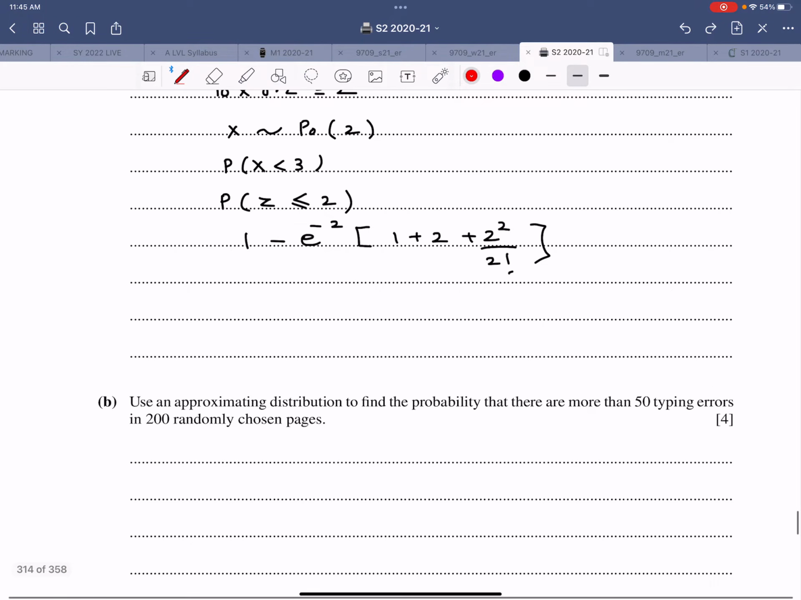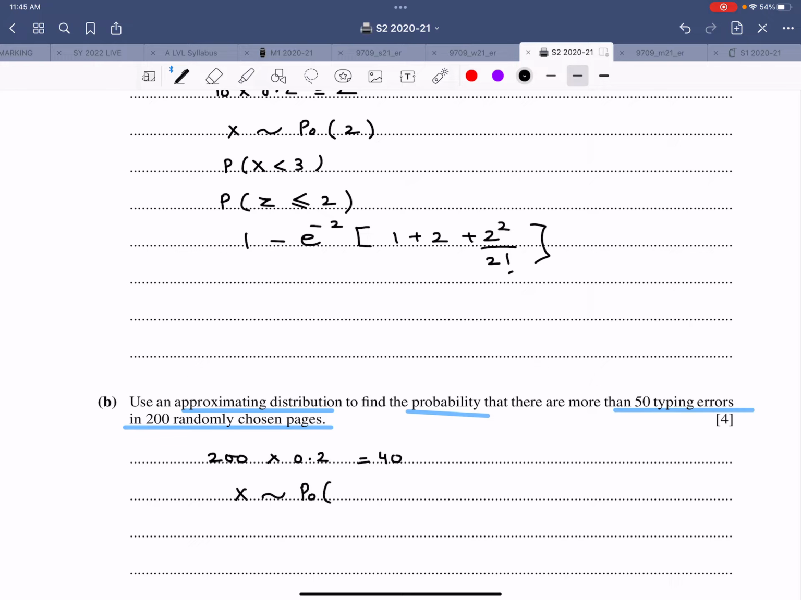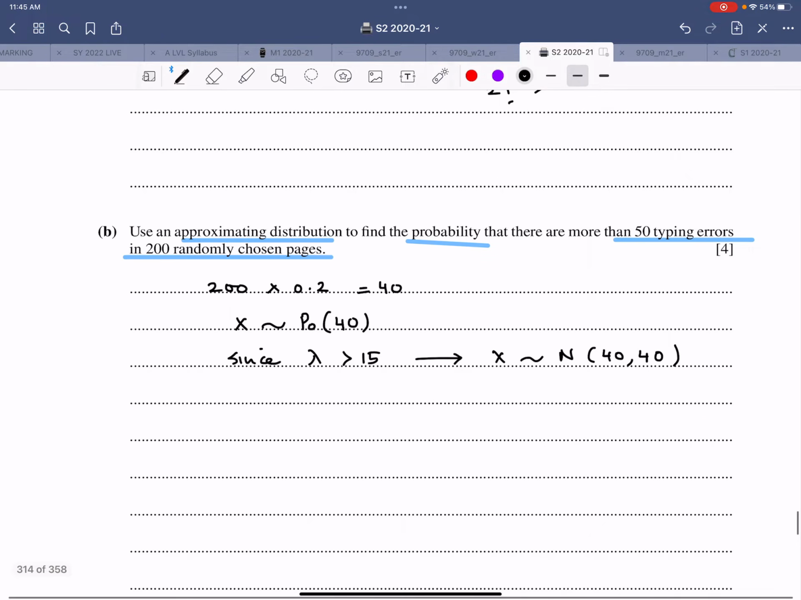Use an approximating distribution to find the probability there are more than 50 typing errors in 200 randomly chosen pages. So 200 multiplied by 0.2 simplifies to 40. X follows a Poisson distribution with 40. Since lambda, the mean number of occurrences, is greater than 15, therefore X follows a normal distribution 40, 40. The mean is 40, the variance is 40. Then it says more than 50. Probability X is greater than 50.